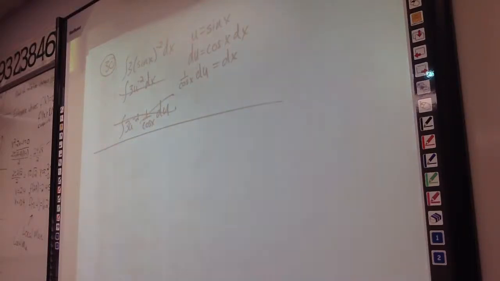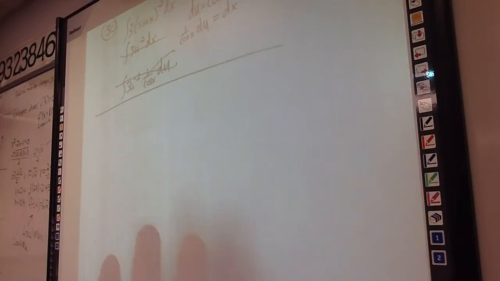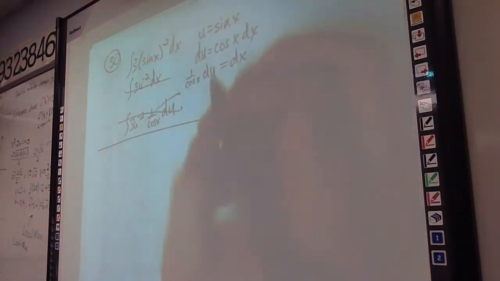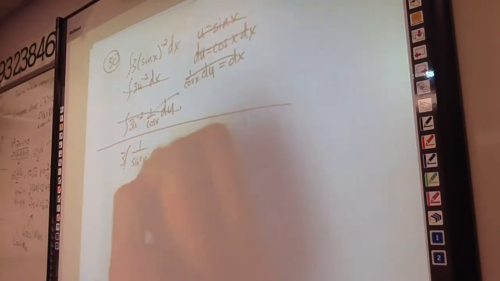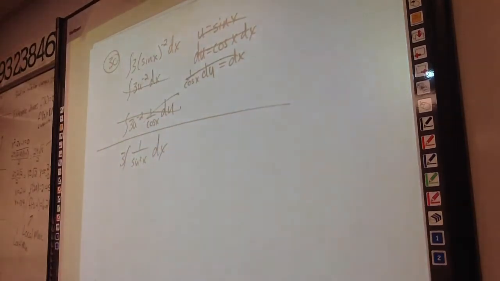I won't need the calculator for this. That'll work perfect. All right, so where were we? Still doing this one. This doesn't work. So right here, I can pull the 3 out. So it's 3, and then I'm going to change that to 1 over sine squared of x dx. Right?